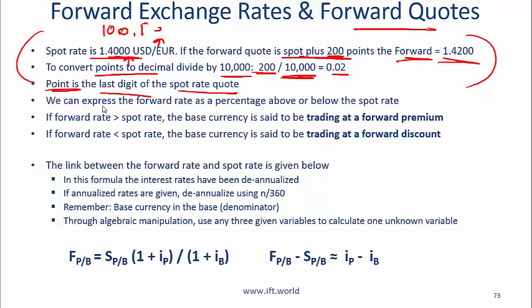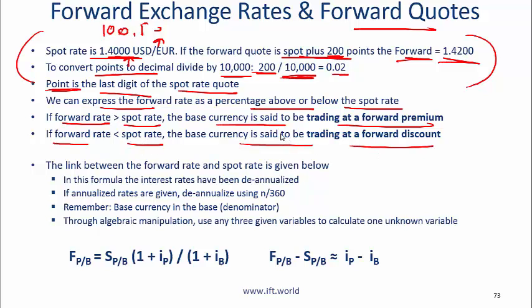We can also express the forward rate as a percentage above or below the spot rate. If the forward rate is greater than the spot rate, then we say that the base currency is trading at a forward premium. If the forward rate is less than the spot rate, then the base currency is trading at a forward discount. And automatically, if the base currency is trading at a forward premium, that implies that the price currency is trading at a forward discount.